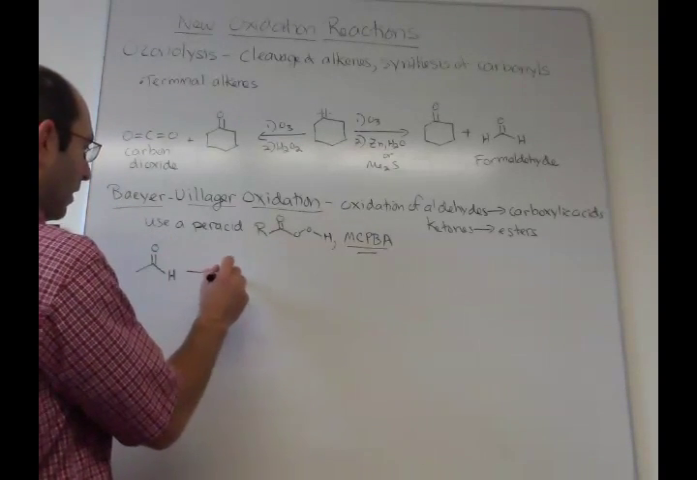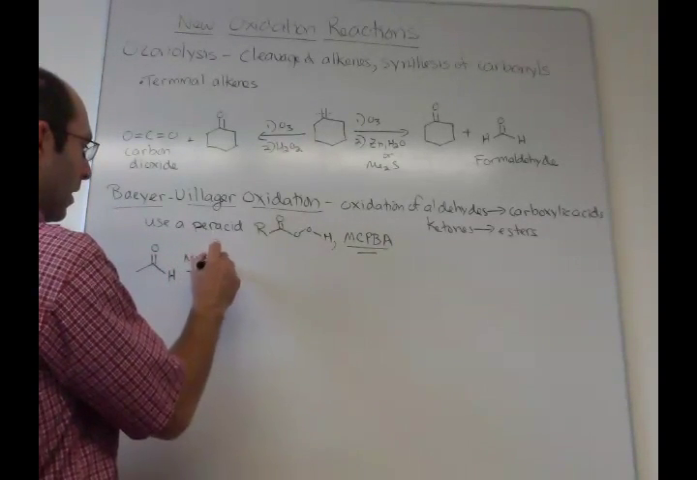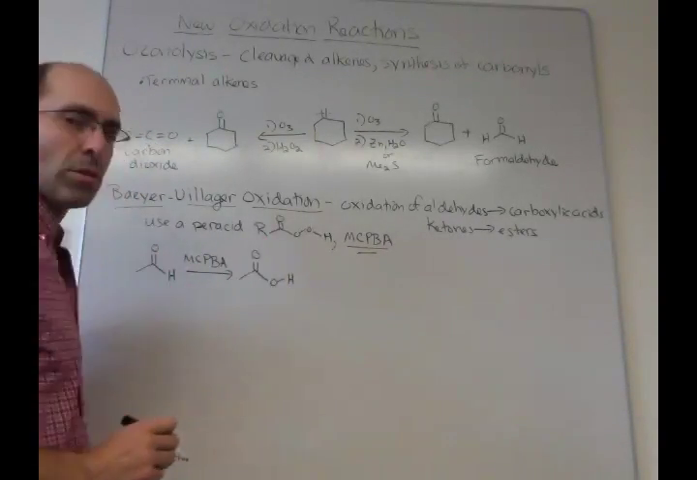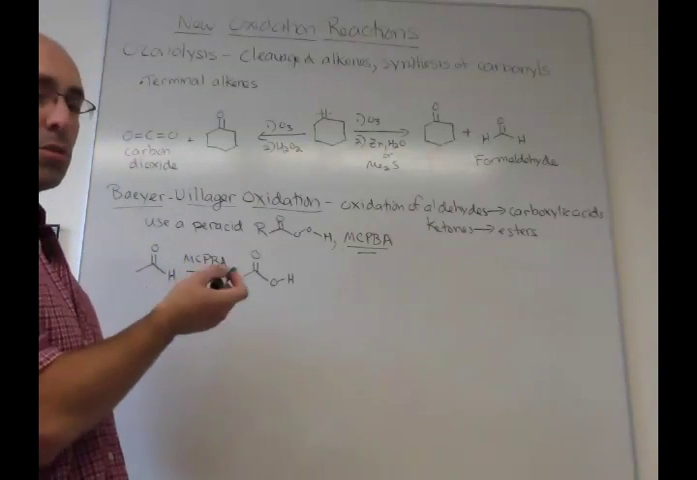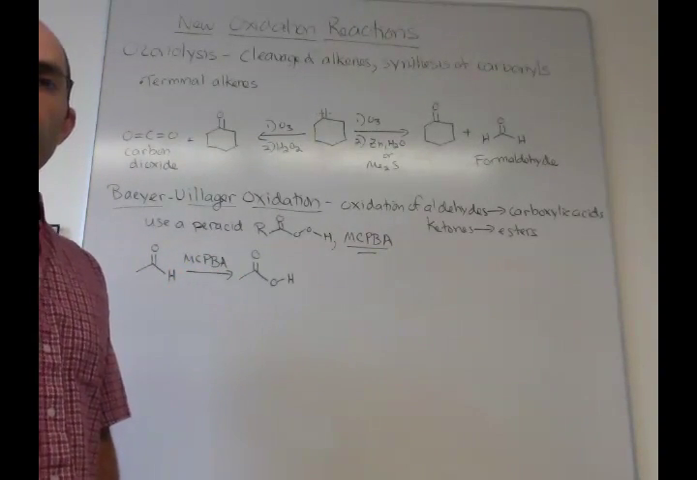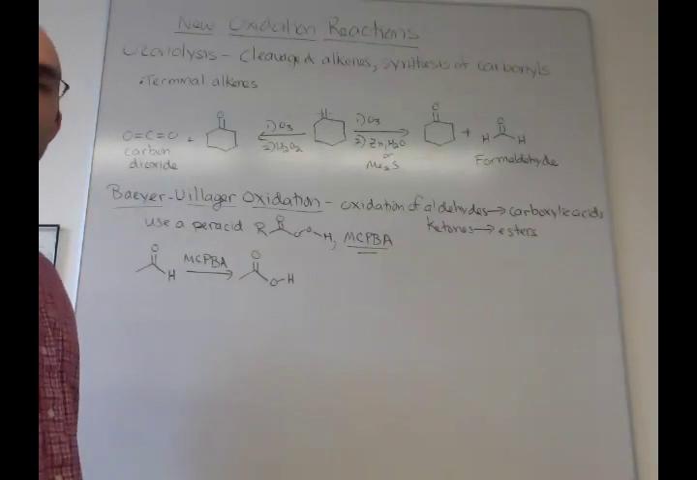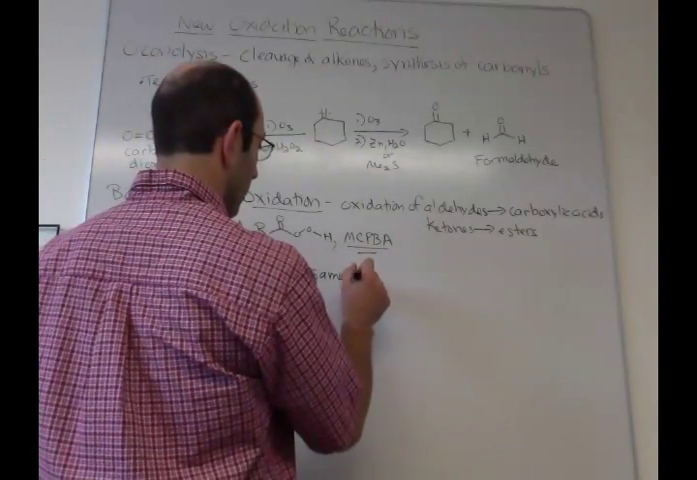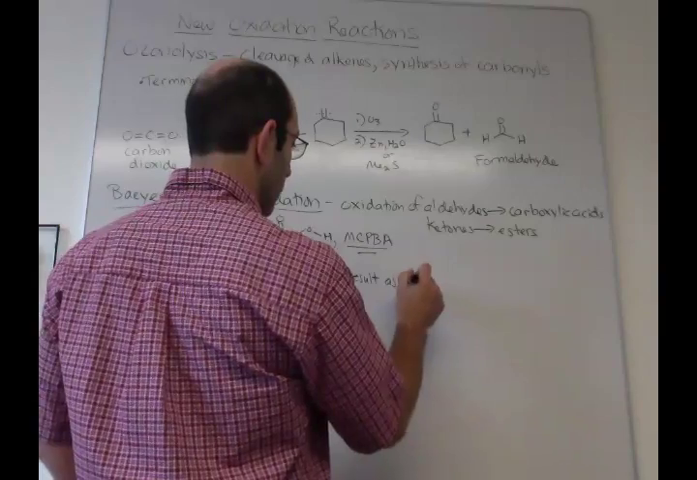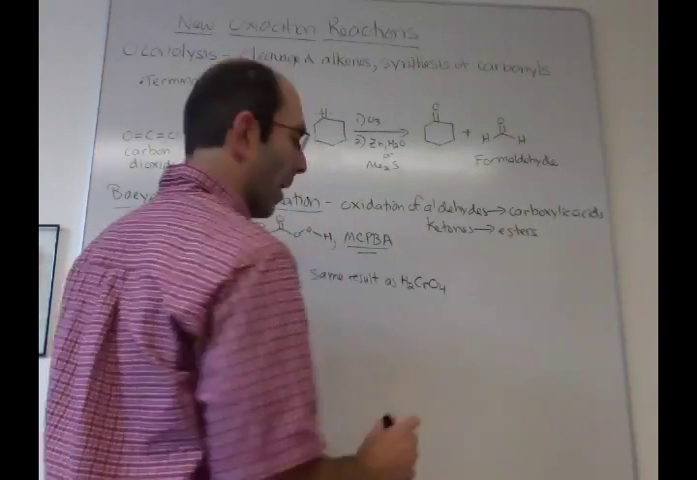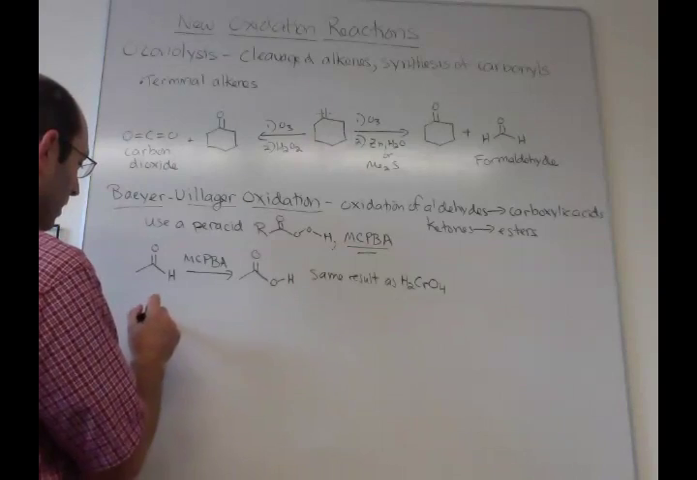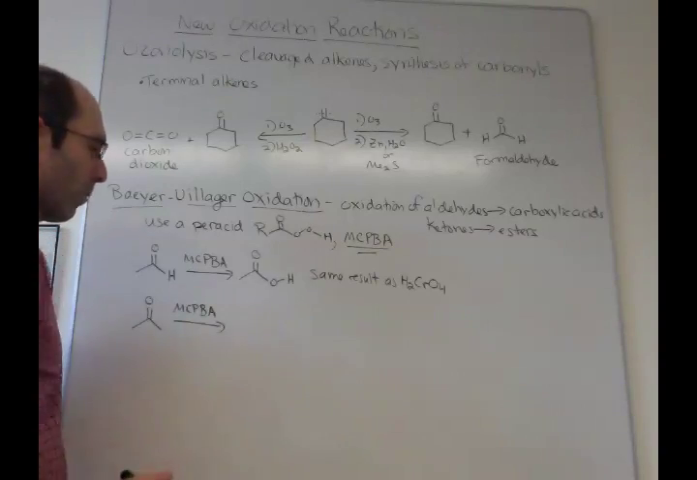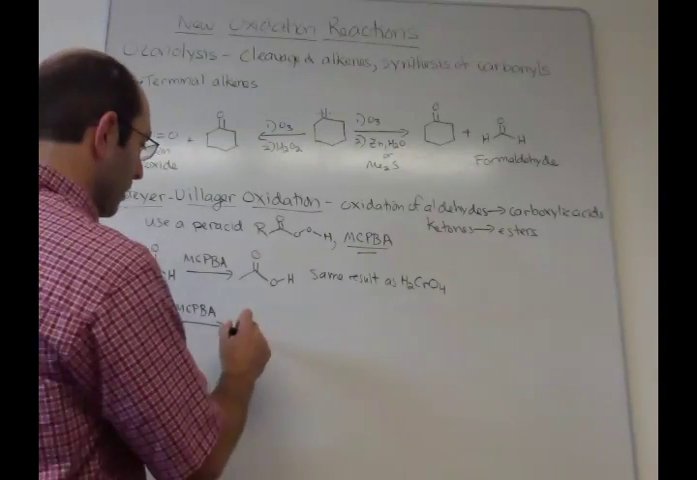So if we have an aldehyde and we treat it with MCPBA, the Baeyer-Villiger oxidation will yield a carboxylic acid. Right? And this, as you'll note, is the same result we get from doing a chromic acid oxidation, except that here the mechanism is going to be different, but it's the same result, as if we had reacted it with chromic acid. If we have a ketone, like acetone, with MCPBA, this is where we're going to yield an ester.